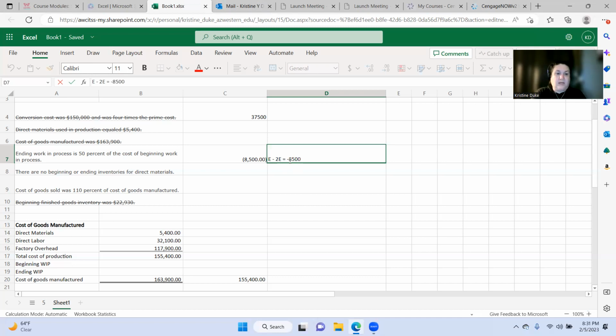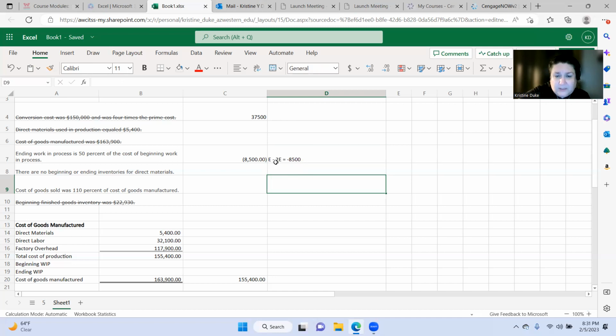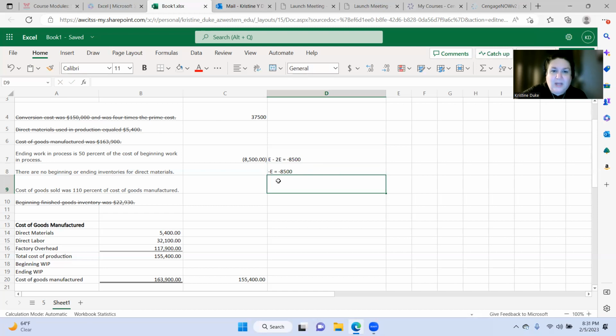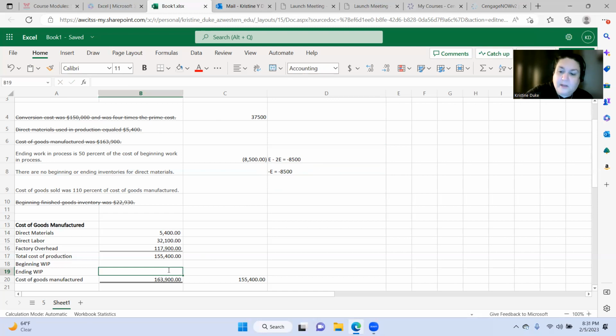And so I went ahead and solved for the unknown, and I came up with the fact that my ending work in process is going to be 8,500. Because when I combine a positive E to that negative 2E, that makes it a negative E. Then negative E equals negative 8,500. Okay, so I'm going to get rid of that negative. So E is 8,500. So let's go ahead and put that in there.